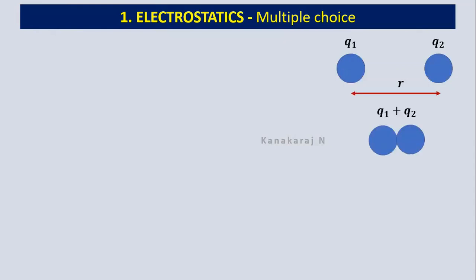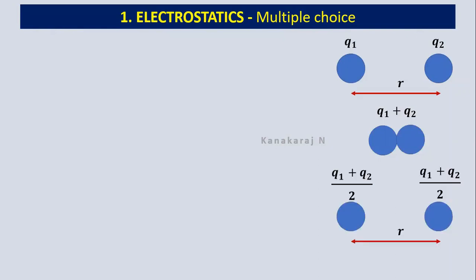Let us learn another problem from electrostatics multiple choice. So look at the diagram. Q1, Q2 are the two point charges separated by distance r. In the second diagram, they are brought together and made to contact. So the total charge now becomes Q1 plus Q2. Now, these two charges are once again separated to the original distance r. Now, each charge has half of Q1 plus Q2. So what is the charge in the first? Q1 plus Q2 by 2. In the second one, it is again Q1 plus Q2 by 2, half of Q1 plus Q2.